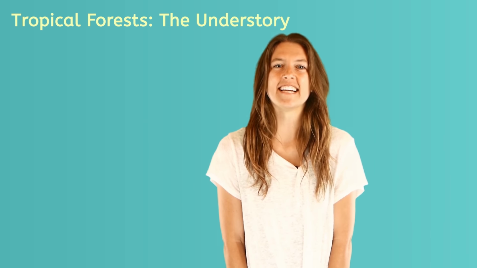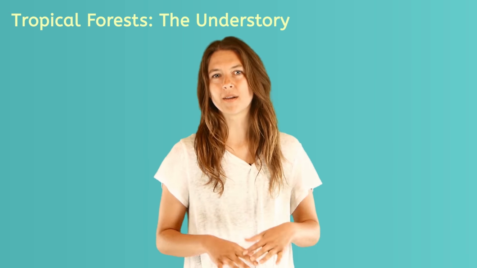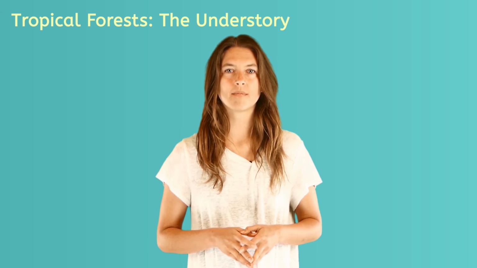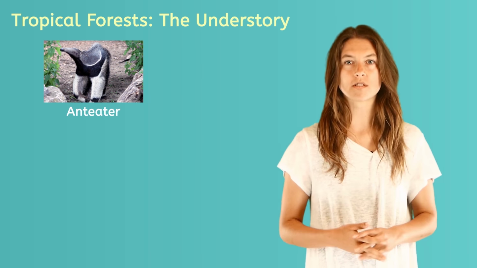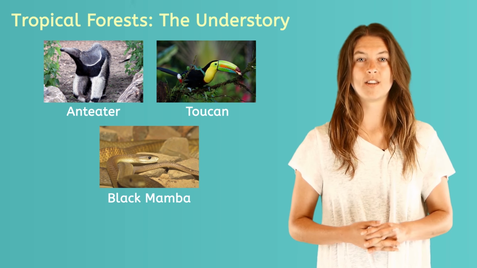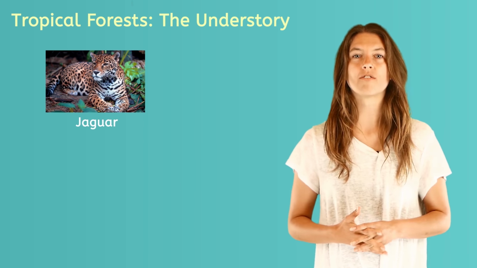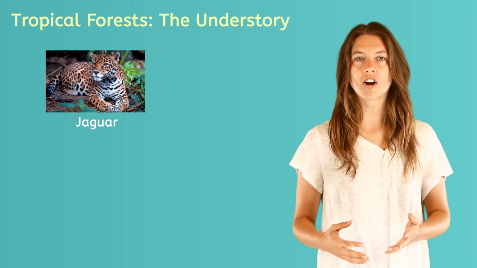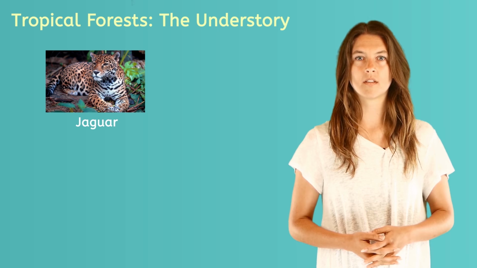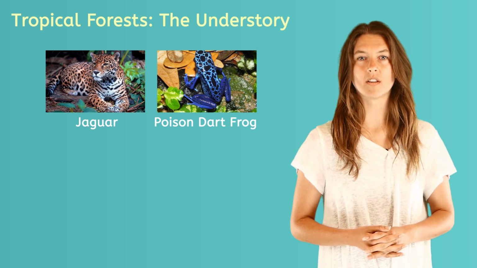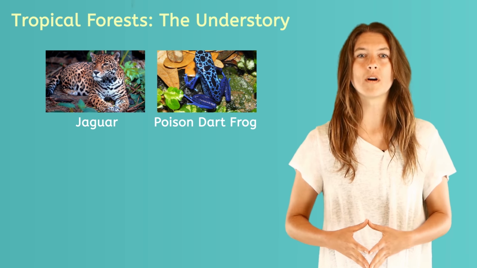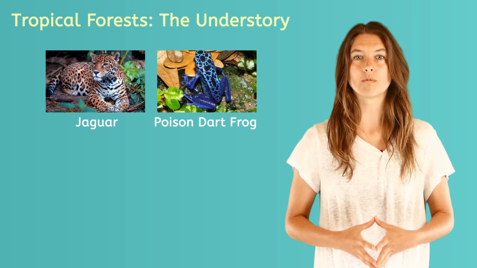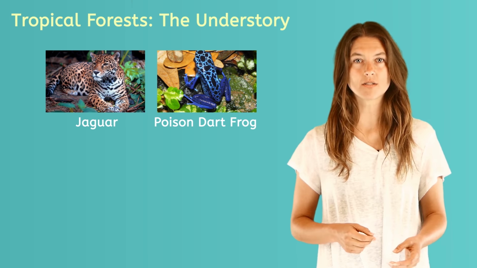The understory is the layer of shrubs in the middle of the tropical forest. It only receives a little sunlight. Here you can find some small mammals, birds, and reptiles. You can also find jaguars, known for their beautiful spotted fur. They look like leopards but are stronger and sturdier. Poison dart frogs also live here. They secrete a poison that can paralyze or kill predators. Their poison was once used to coat the tips of arrows.